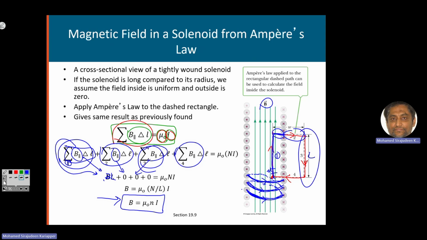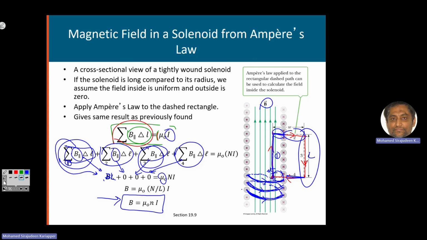Then finally, we have this. It is similar to number 2. This part has no magnetic field, therefore it is 0. The part that is inside, although there is a magnetic field, it has no parallel component to delta L, therefore that is also 0.